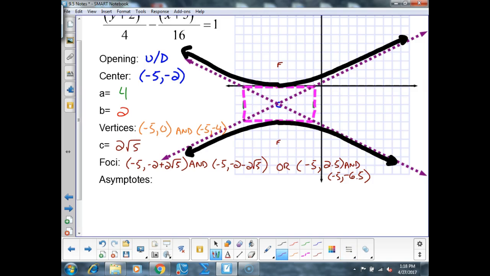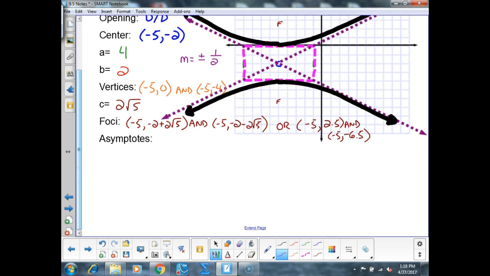Okay? So, what is the slope of our asymptotes? 2 over 2. No. 2 over 4. No. 1/2. Plus and minus 1/2 is the slope of our asymptotes. Okay? So, I use the center. Everything goes off the center. So that's going to be y plus 2 equals 1/2 times x plus 5. And y plus 2 equals negative 1/2 x plus 5.